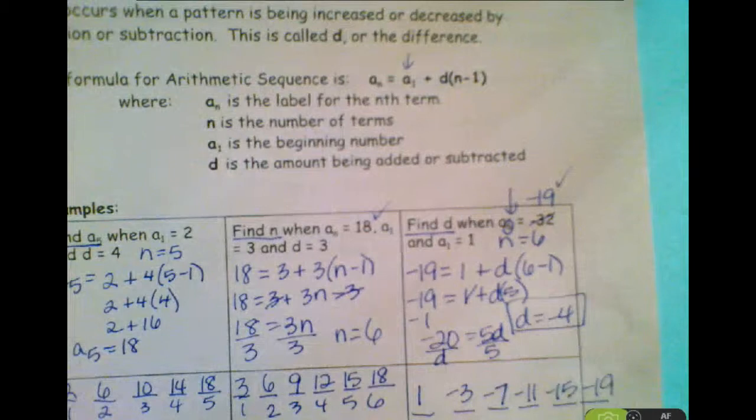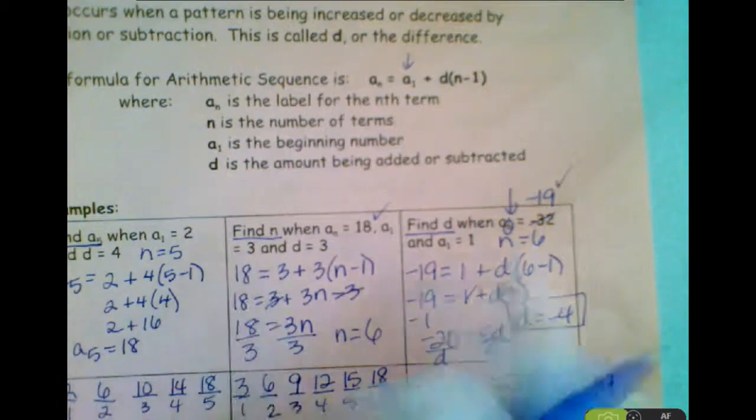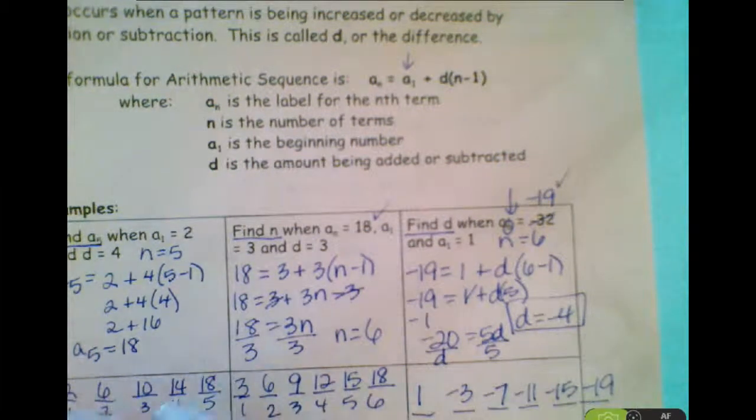Checks out. Okay? So there's an actual mathematical formula to figure out your arithmetic sequence. Okay? Now flip it over. Geometric has the same thing.